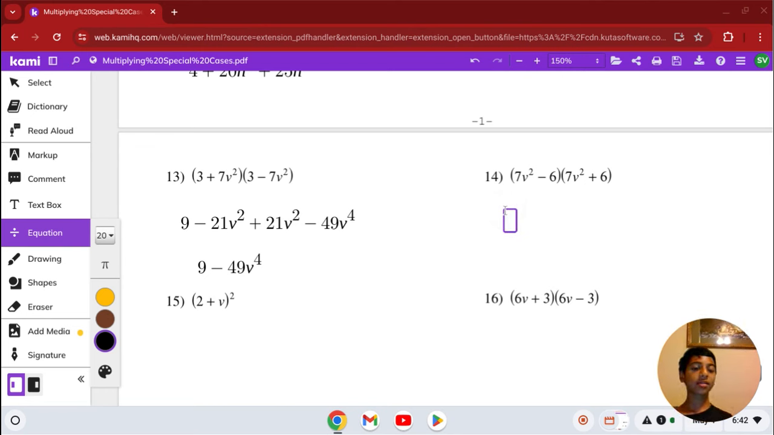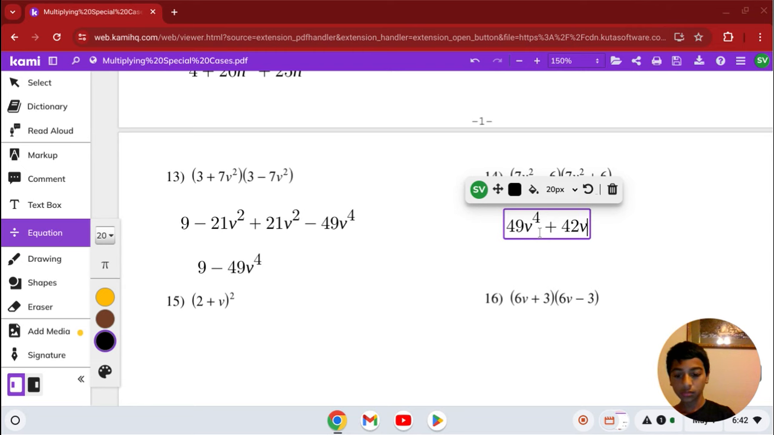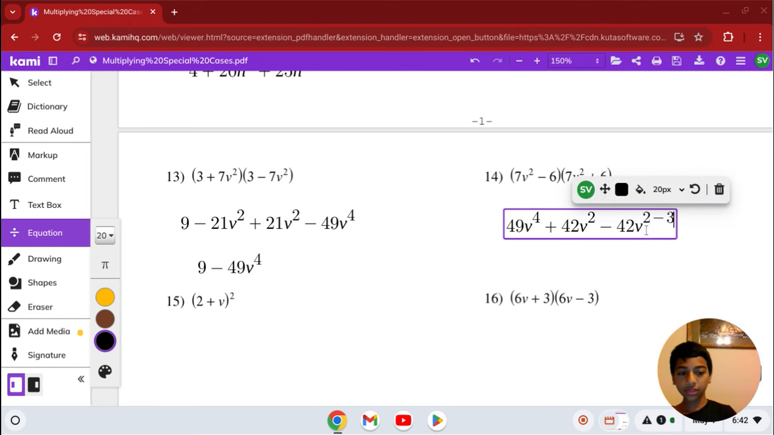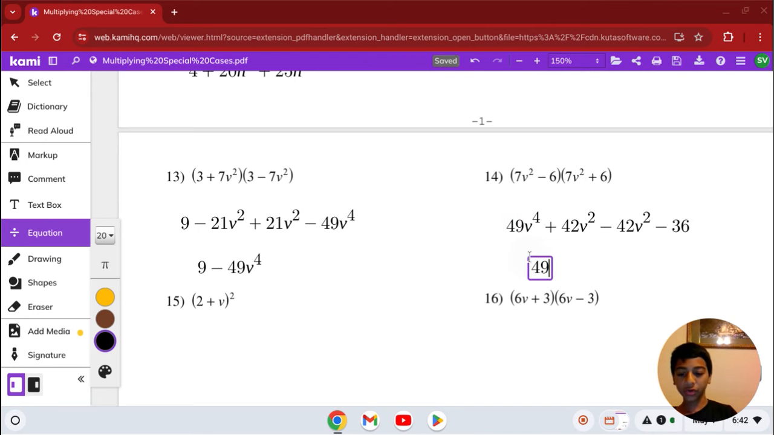(7v squared minus 6) times (7v squared plus 6). 49v to the fourth, plus 42v squared, minus 42v squared, minus 36, which simplifies to 49v to the fourth minus 36, which is our solution, number 14.